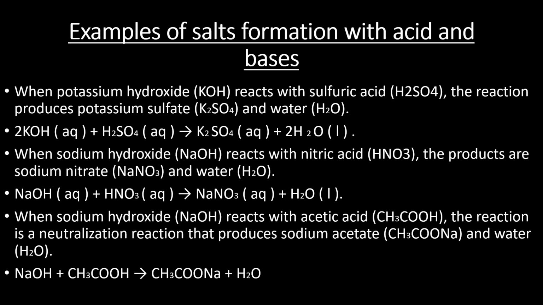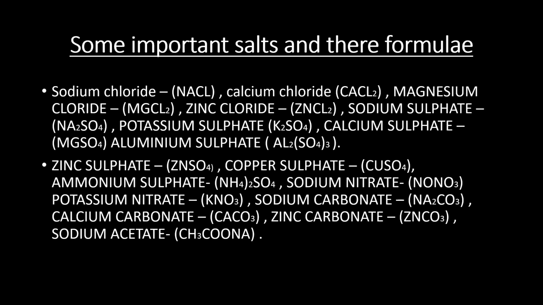The salts of nitric acid are called nitrates. It means nitric acid on combination with certain bases will give the salts which are called nitrates. The salts of carbonic acid are called carbonates. The salts of acetic acid are called acetates.